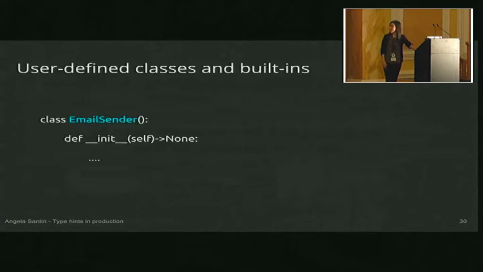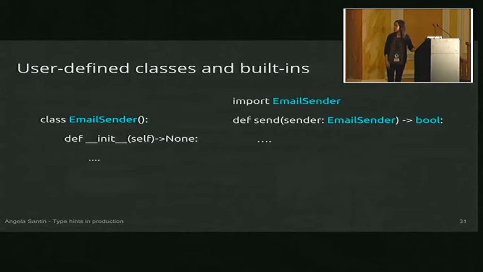Some of the supported types are, as you might expect, user-defined classes and built-ins. In this case, we've defined the class EmailSender. And now we're going to use it somewhere else. So we have a send method in some other module. We import EmailSender, and now we know that what's being passed in is actually an EmailSender. You can also see that in EmailSender, we have a return type of None for the init method. So that's also an annotation telling us that init doesn't return anything. And in the case of send, it returns a Boolean.